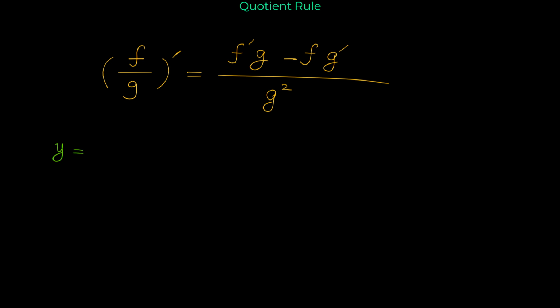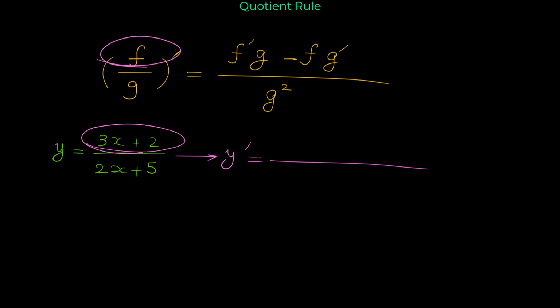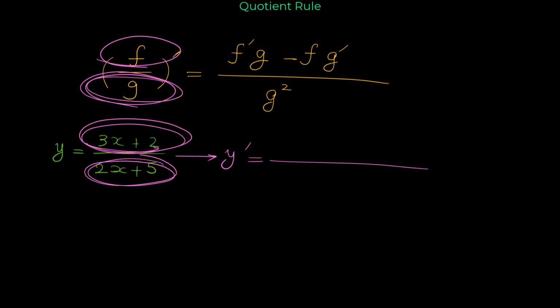Consider this function: y equals 3x plus 2 over 2x plus 5. We want to find the derivative of this function. Here we have a quotient. The numerator, or function f in this formula, is 3x plus 2. The denominator, or function g, is 2x plus 5.